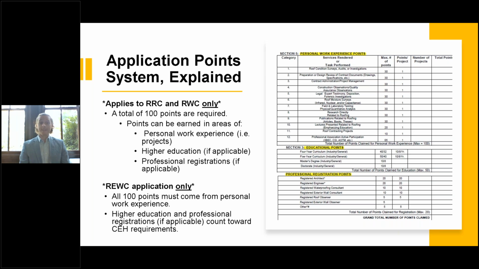So here is the point scale. As mentioned, there's a lot of different ways to achieve the 100 points threshold, and depending on the professional registration that you're going for, there will be different requirements in different sections. So again, you'll want to review this before you start your application, but there's a lot of different ways to meet those 100 points through work experience, education, and then if you hold other professional registrations, that can also bump up your point scale to help you qualify.